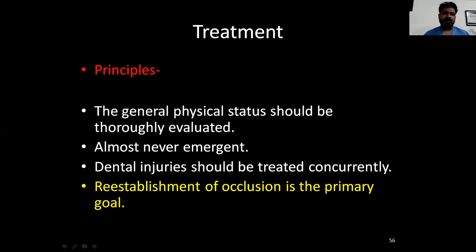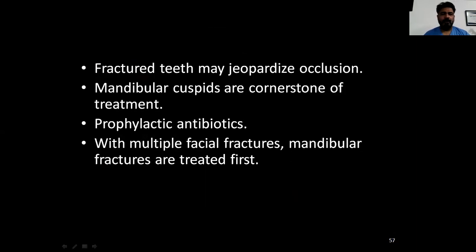The treatment principles: the general physical state should be thoroughly evaluated. Dental injuries should be treated concurrently. Establishment of the occlusion is the primary goal. Fractured teeth may be jeopardized for the occlusion. Then mandibular cuspids are the cornerstones of the treatment. Prophylactic antibiotics should be given with multiple facial fractures. Mandibular fractures are treated first.